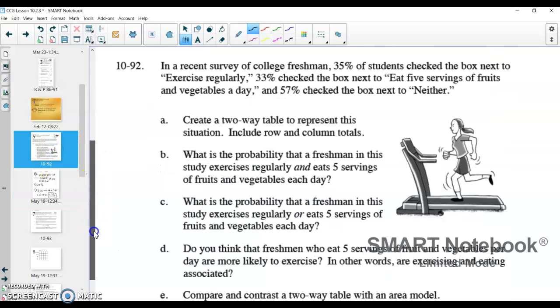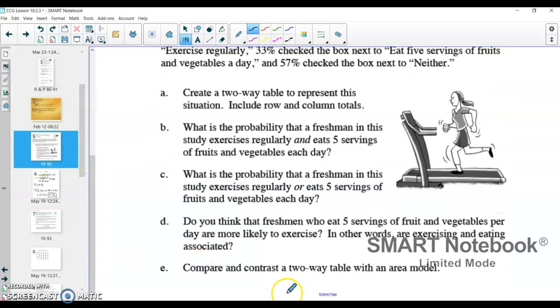All right. Moving on to D, we get to do a little bit of independence here, or association. So it says, do you think freshmen who eat 5 servings of fruit and vegetables per day are more likely to exercise? In other words, are exercising and eating associated? And remember, the way that we show if 2 things are associated is just to show, are they independent or not independent? Meaning, if their probability without something given is the same with it given, that would be independent of one another. If they are different probabilities, that means they would be associated to one another.